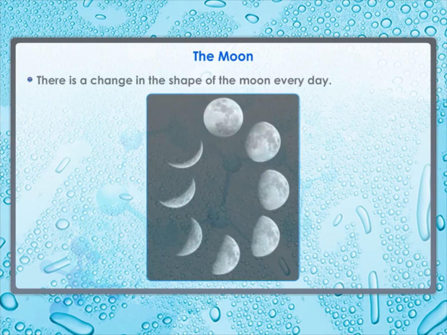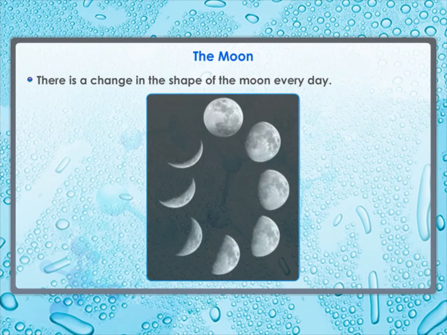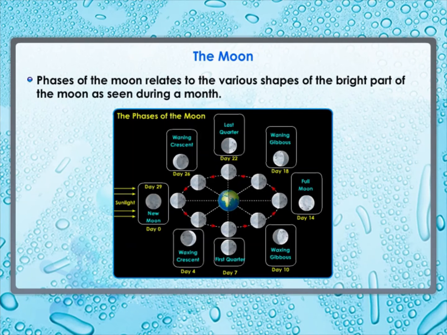The moon. We can notice that there is a change in the shape of the moon every day. There are days when the shape of the moon appears to be perfectly round, and there are days when the moon cannot be seen at all, even if the sky is clear. The day on which the whole disk of the moon is visible is known as the full moon day. Thereafter, every night, the size of the bright part of the moon appears to become thinner and thinner. On the 15th day, the moon is not visible. This day is known as the new moon day.